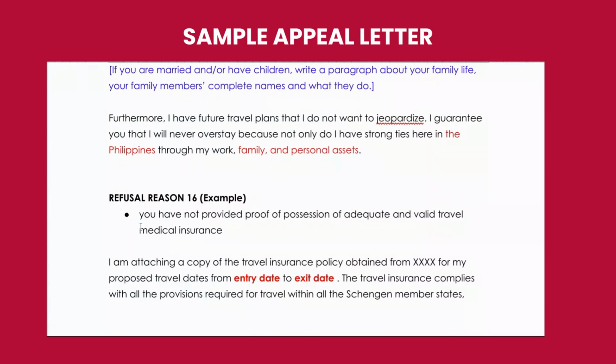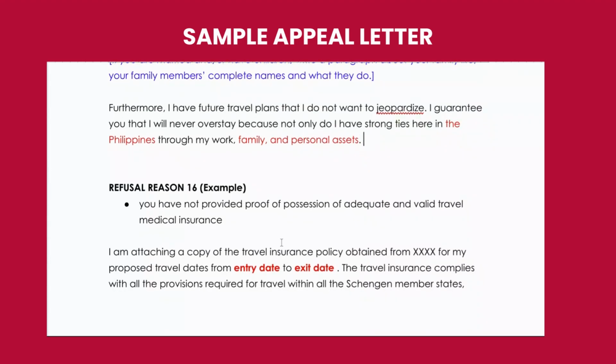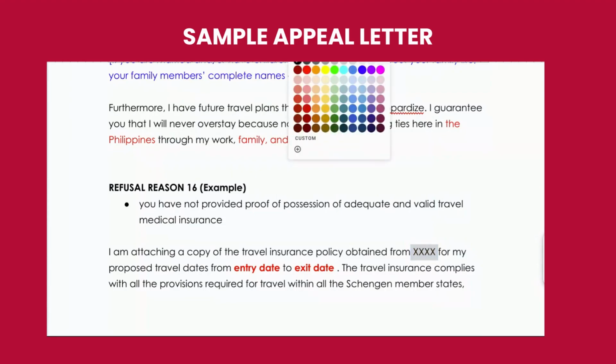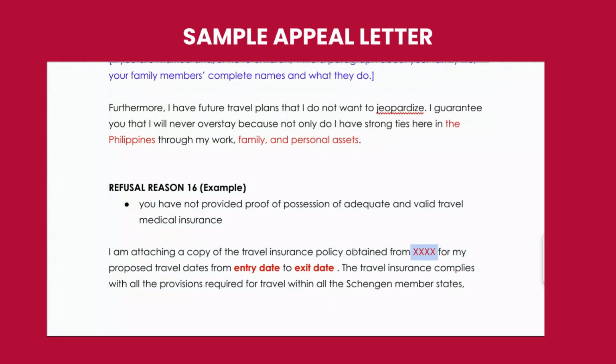Okay, next, refusal reason number 16. This is one of the easier reasons to refute. You have not provided proof of possession of adequate and valid travel medical insurance. So what you can state is that I'm attaching a copy of the travel insurance policy obtained from the identified travel insurance, and if you have the policy number, indicate that as well. So you can write here.